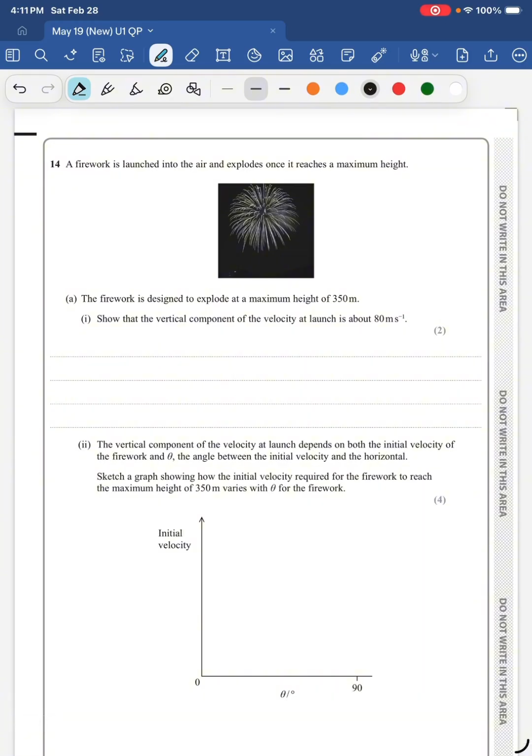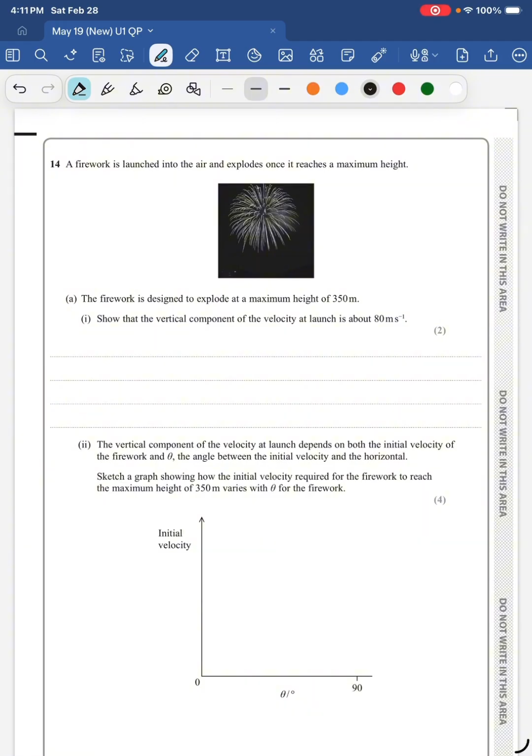Question 14 now. A firework is launched into the air and explodes once it reaches a maximum height. The firework is designed to explode at a maximum height of 350 meters. Show that the vertical component of the velocity at launch is about 80 meters per second.